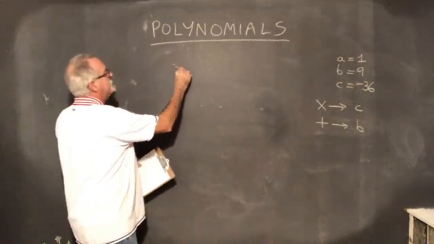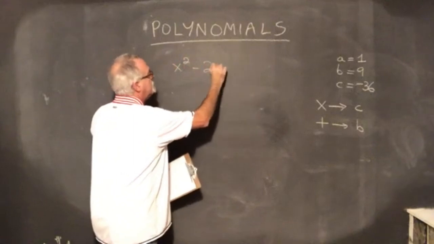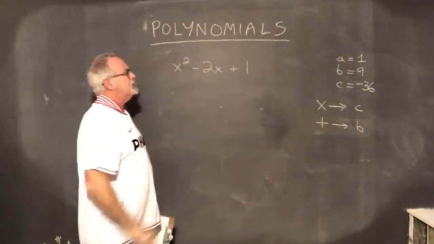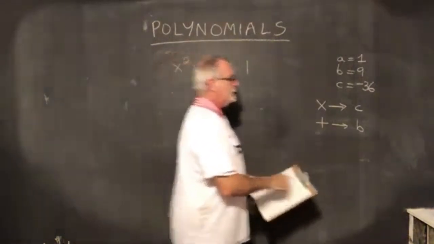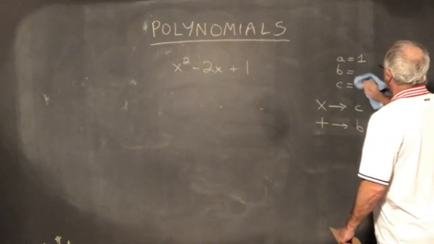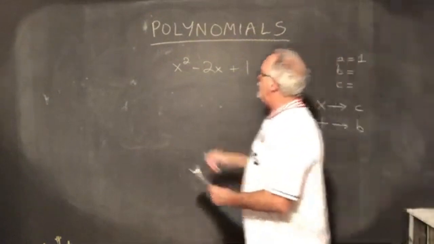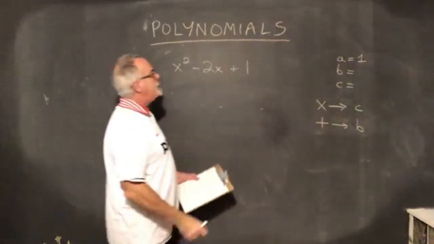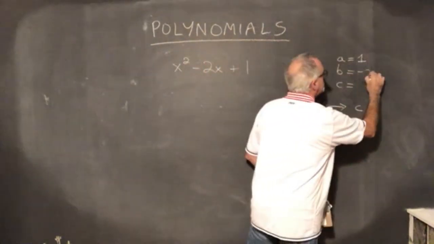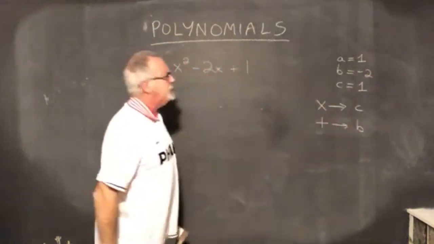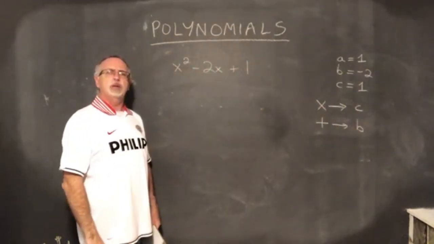X squared minus 2x plus 1. So this one looks a little tricky. I'm going to keep the a equals 1 because all of these examples I'm doing right now have an a of 1. Numerical coefficient of the x squared term is 1. B is negative 2 this time, and c is positive 1.